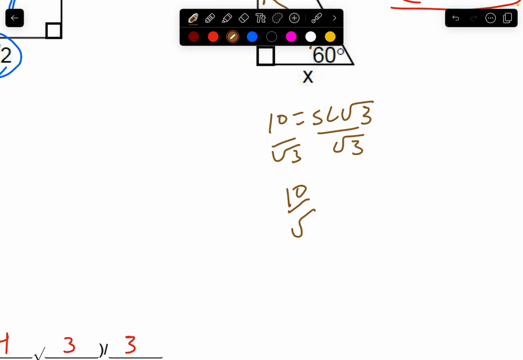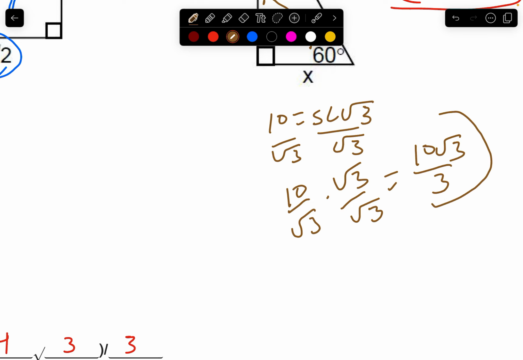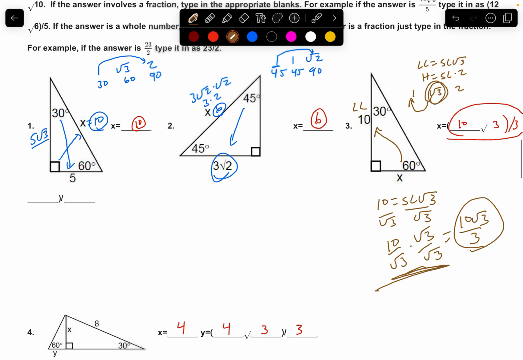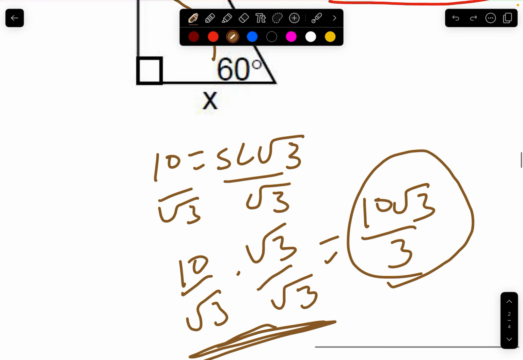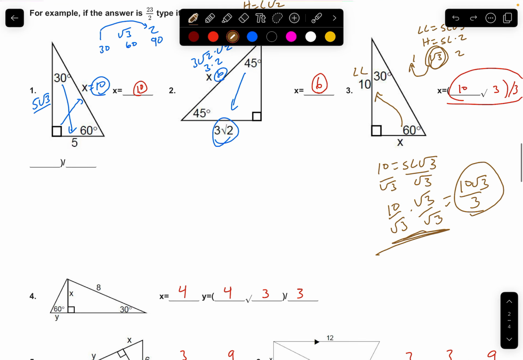Well, 10 divided by root 3, you have to rationalize the denominator. That's going to get you 10 root 3 over 3. You have to make the bottom a whole number. I'm not going to show this work every time either, but you have to know how to do this process. So 10 root 3 over 3 would be the missing side. If I asked for the hypotenuse, then we would double that, and that would be 20 root 3 over 3.